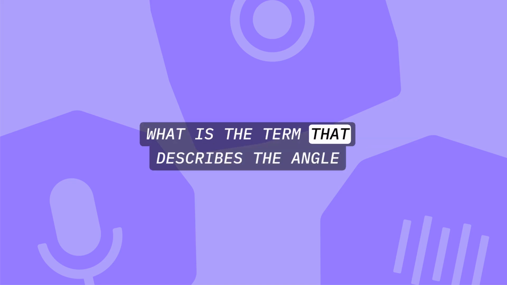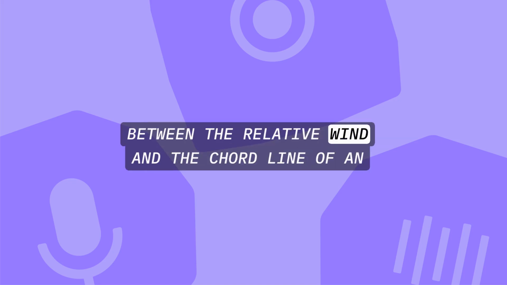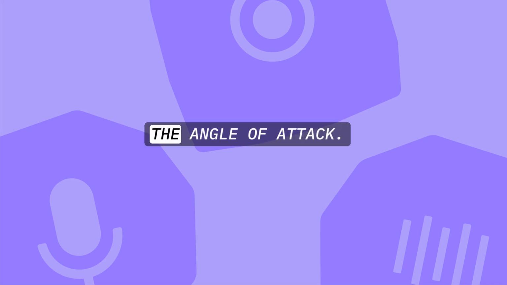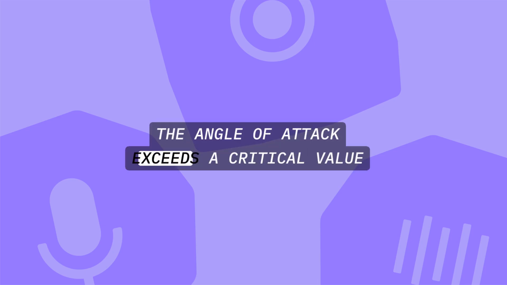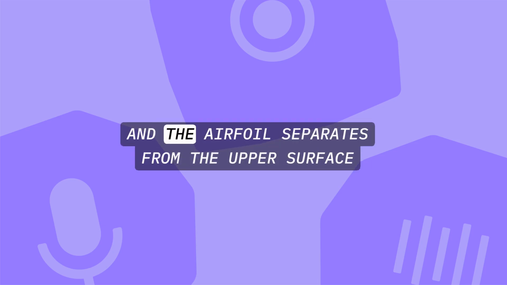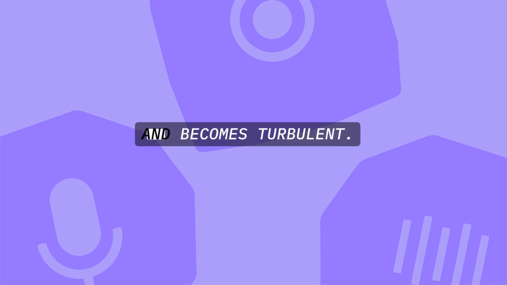What is the term that describes the angle between the relative wind and the chord line of an airfoil? The angle of attack. What are the factors that cause an airplane wing to stall? A stall is caused when the angle of attack exceeds a critical value and the airflow separates from the upper surface and becomes turbulent.